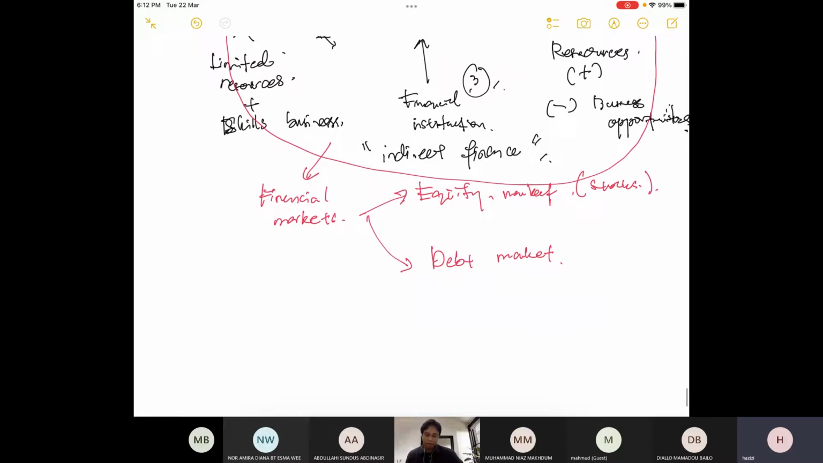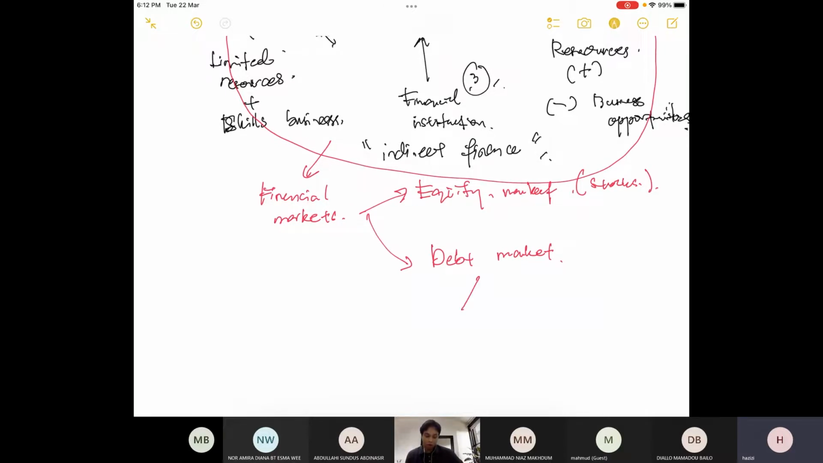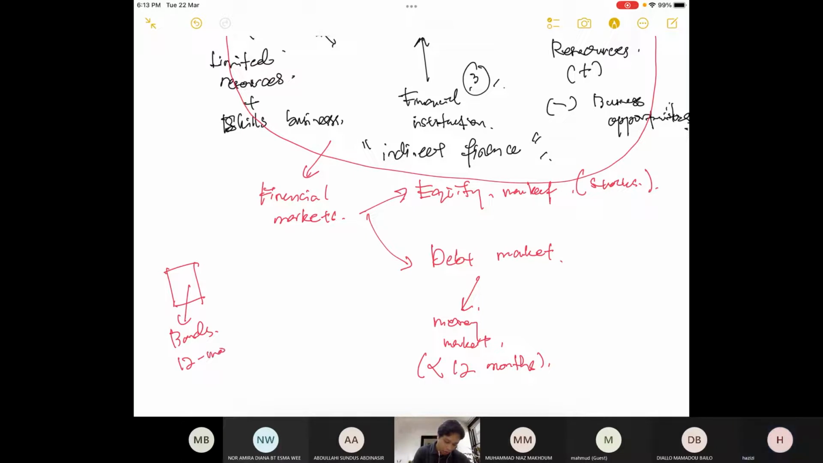And then we can further divide the debt market into two, right? The first one is the money market. It's for instruments that are traded for less than 12 months, because every financial instrument has a maturity, right? So let's say you buy a bond from a company that has a maturity of 12 months, right? Unlike stocks, which don't have a maturity by default, right?